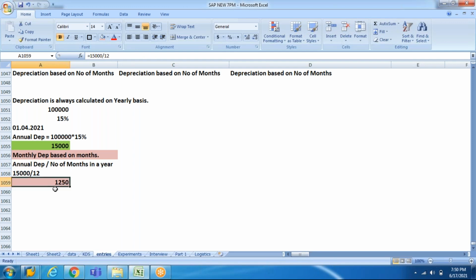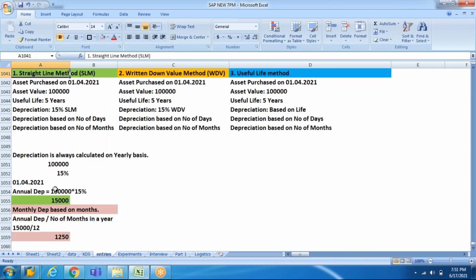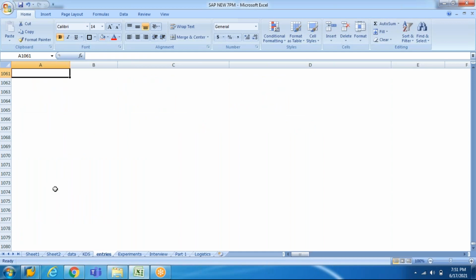So let us talk about the second year. Now, what will be the second year? Remember, if you look at this, what is this method? It is your straight line method. In the straight line method, depreciation is always calculated on the original value of the asset, not the net book value of the asset. There are two terms that you'll have to understand.